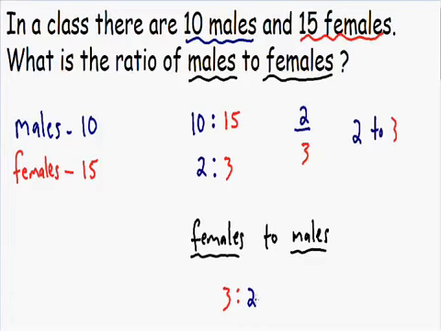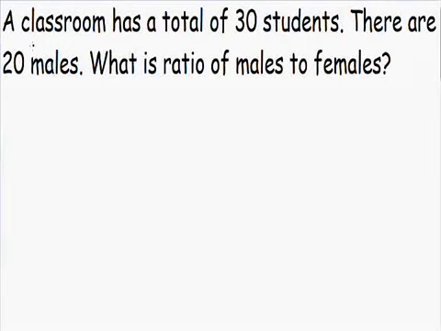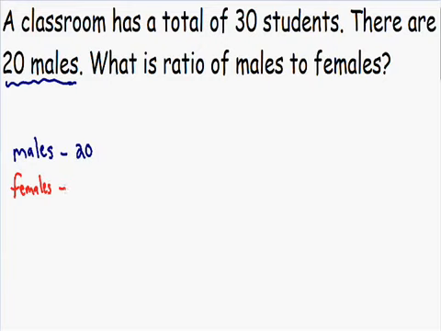Now let's go over 2 word problems that involve using ratios. So here in this problem it says a classroom has a total of 30 students. There are 20 males, and what is the ratio of males to females? So let's start off this problem by writing the total number of males and the total number of females. And it's given to us in this problem, and we know that there are 20 males in the classroom. So we know that we have 20 males. And the number of females in the classroom is not directly given to us, so I'm just going to leave it blank for the moment.